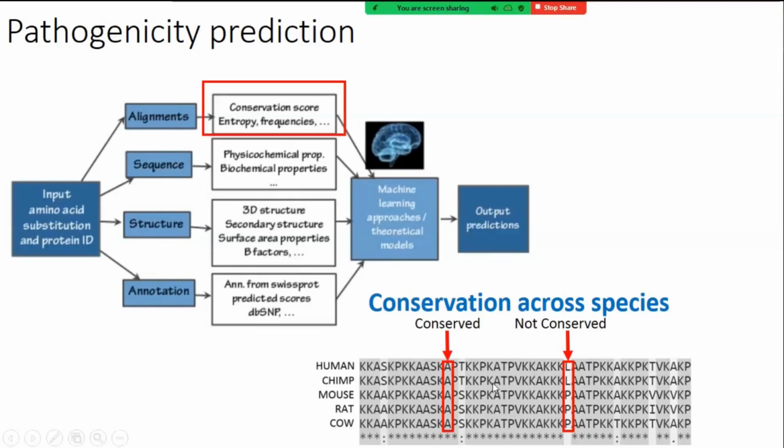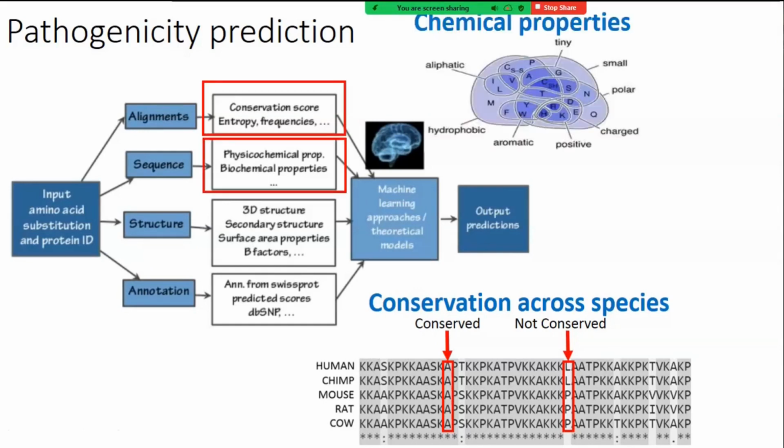So for conservation across species, if you look at the amino acid sequence in a protein in human, chimpanzee, mouse, rat, and cow, you see this amino acid alanine is alanine in all these species. That tells us that this is a very important amino acid. It has not changed right from rat up to humans. So any mutation at this amino acid, we are going to consider likely to be disease causing. On the other hand, you can see here, this is leucine and chimpanzee has leucine, but mouse has proline, rat has proline. So this amino acid is okay. If it gets changed, no problem to the protein. So this amino acid will be lower in the category of disease causing.